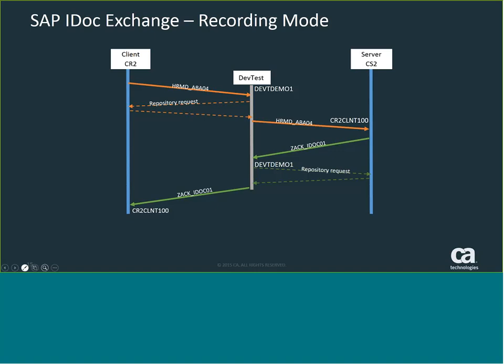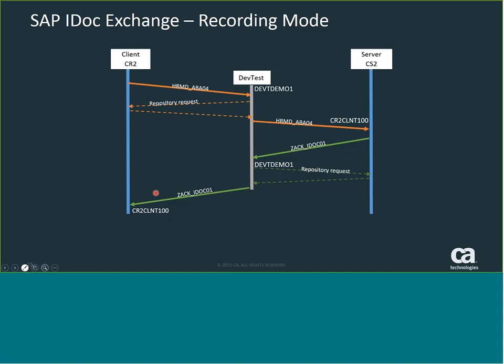Recording the communication between DevTest and SAP. In case of recording, we need to identify the configuration parameters that we have to set in the VSE recorder and the virtual SAP service in order to talk to both the SAP client at CR2 and to the server on this side. So we need information about how to listen for incoming IDoc requests from CR2, how to connect to the IDoc repository on CR2, how to forward IDoc request to CS2, how to connect to the IDoc repository on CS2, and how to forward the IDoc responses to CR2.